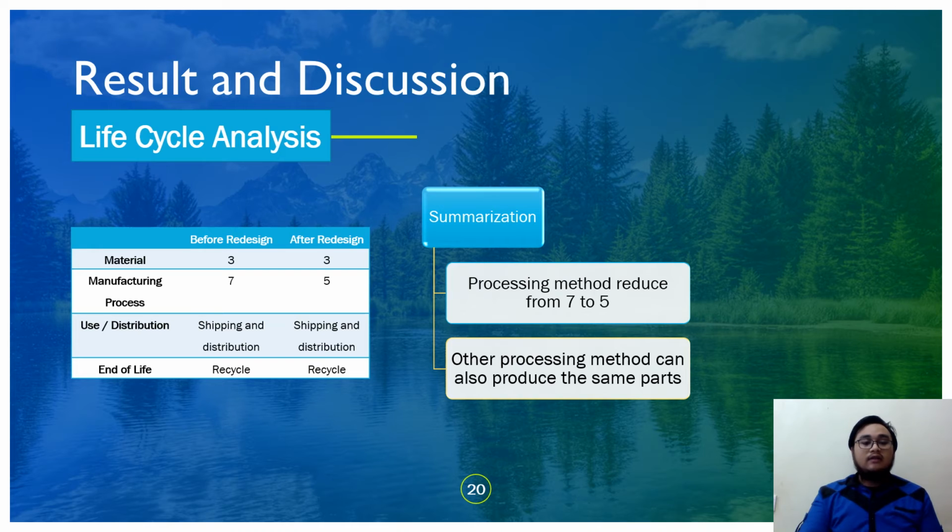This is the life cycle analysis. From the table, there is a before and after redesign. The material remains the same, but the manufacturing process decreased from 7 to 5. The use phase is shipping and distribution for both before and after redesign. The end of life is the same, which is recycle. The summarization is that the processing method is reduced from 7 to 5. This is because other processing methods can also produce the same parts.